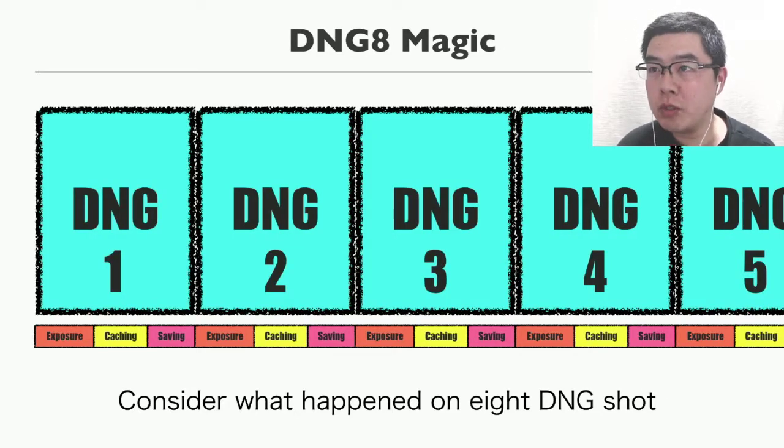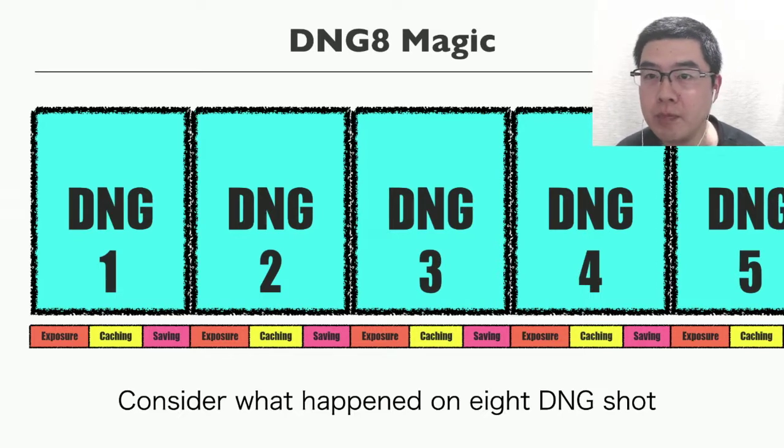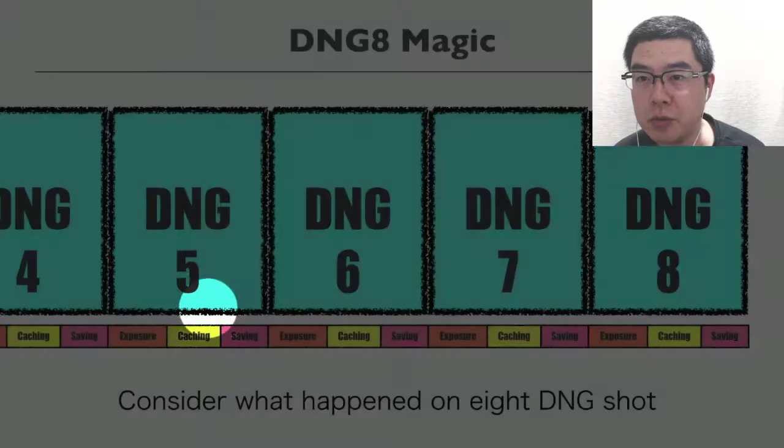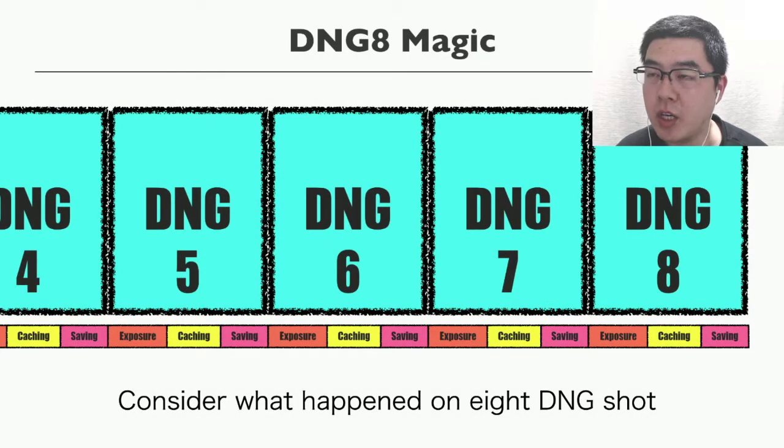Normally, if you want to get 8 DNG shots, consider what happens. You take them one by one: exposure, caching, saving, exposure, caching, saving. Repeat again and again, 8 times, right? That will take a lot of time. And more importantly, the exposures get separated by caching and saving. So the neighboring exposures get separated by caching and saving, and the caching and saving will normally take a lot of time in your sensor.